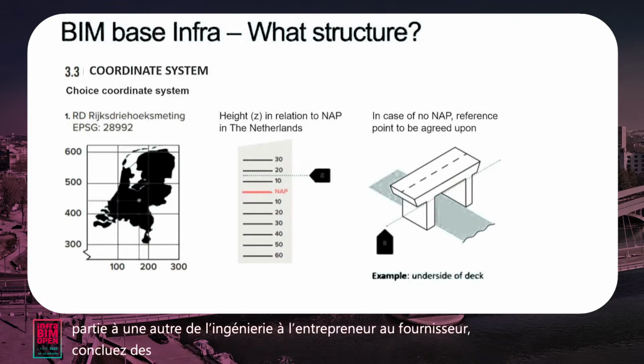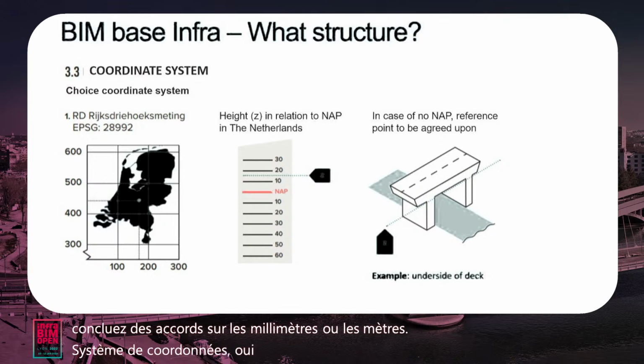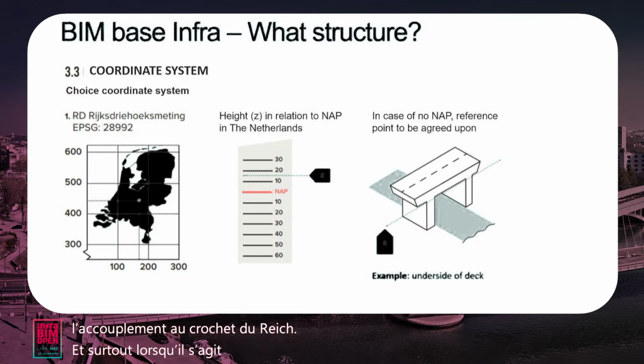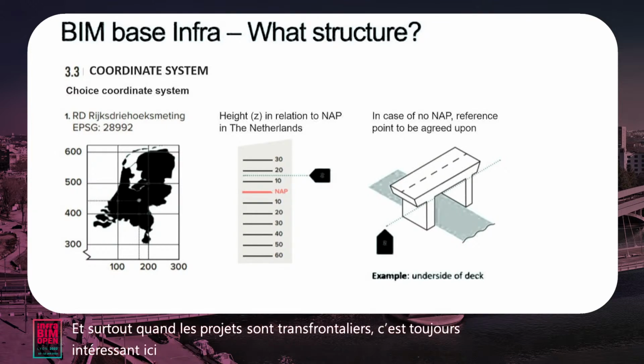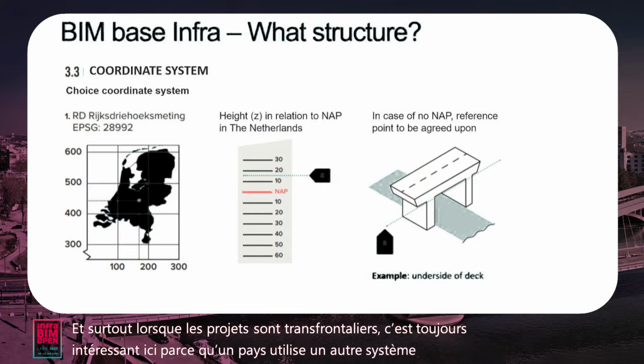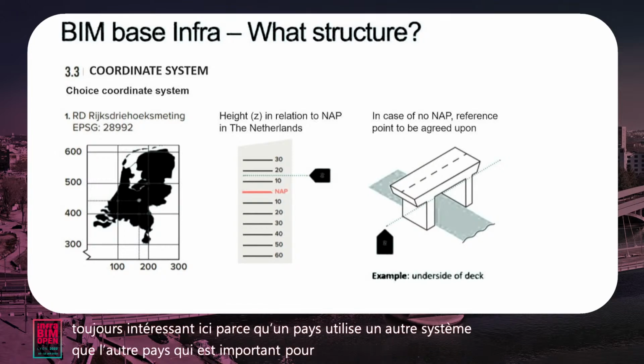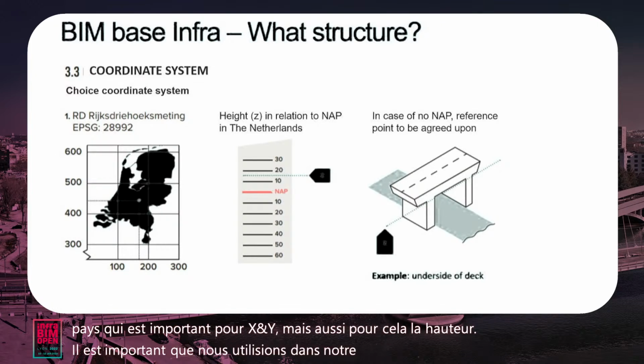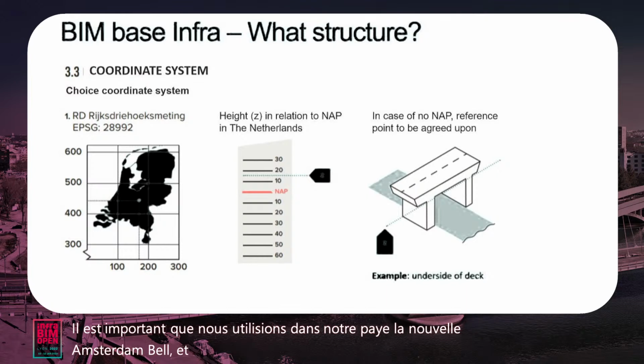Coordinate system. Yeah, in the Netherlands we use the Rijksdriehoekmeting. And especially when projects are cross-border, this is always interesting, because one country is using another system than the other country. That's important for X and Y, but also for Z, the height. It's important that we use NAP, Normaal Amsterdams Peil. And if we don't use it, at least make an agreement on a reference point where you link your height.